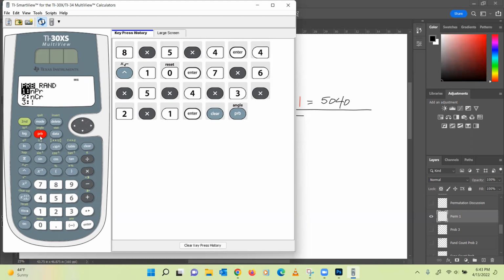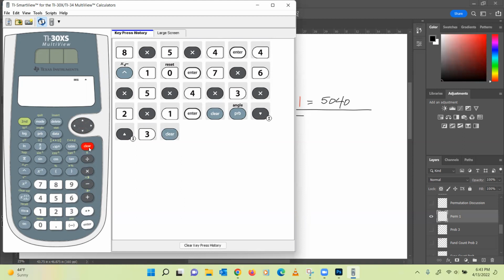In this calculator, it's up here near the top. And under PRB, it gives me 3 options: NPR, NCR, and the exclamation point. And so I can either hit the down arrow twice to get to the exclamation point, or when I come in here, I could just hit the 3, and that would give me that exclamation.